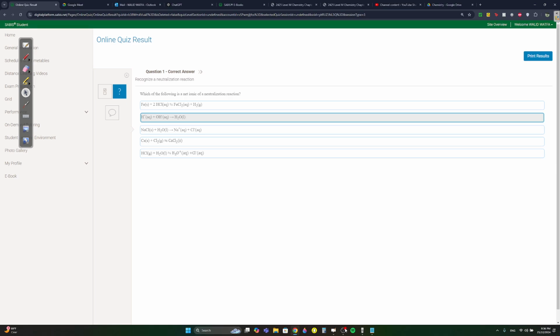Okay, this is 3.8 chemistry. Which of the following is the net ionic reaction of a neutralization reaction?